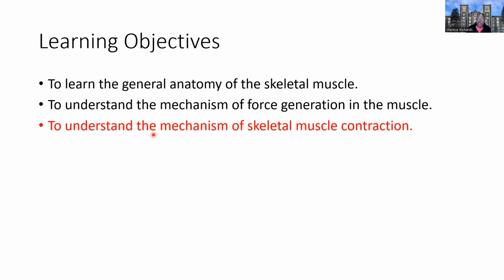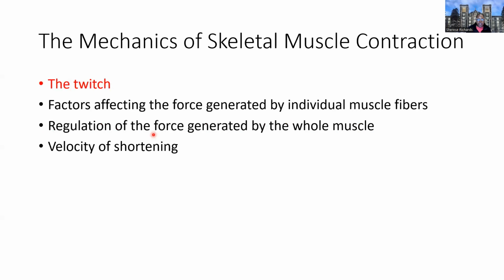look at contractions in terms of units, which we refer to as the twitch. So we're going to look at the twitch, which is a single unit of muscle contraction per action potential. We're going to talk about factors that affect the force generated from an individual muscle fiber. So what are things that can increase the force generation? What are things that can decrease that force generation? We're going to talk about regulating the force generation of the entire muscle. And then lastly, we will talk about the velocity of shortening. How quickly can the muscle contract and how does that change?